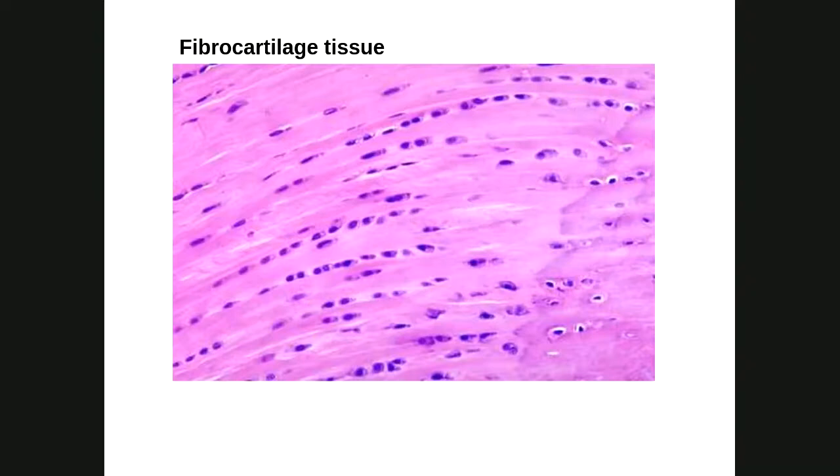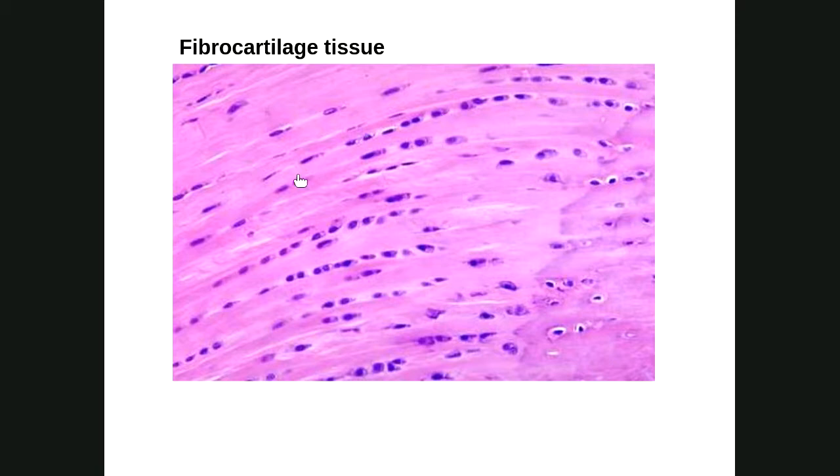All right. Fibrocartilage is the third and final form of cartilage. This is the one that does not have perichondrium, doesn't have that outer covering. Very little ground substance, because all this is the collagen. And these dark purple or bluish ones are your chondrocytes.